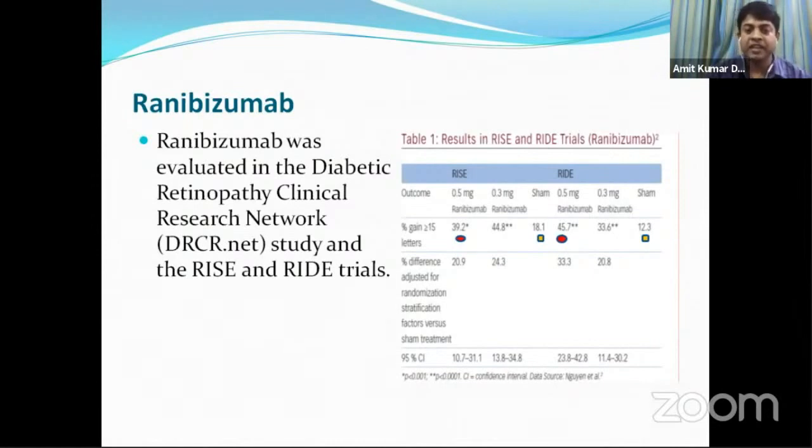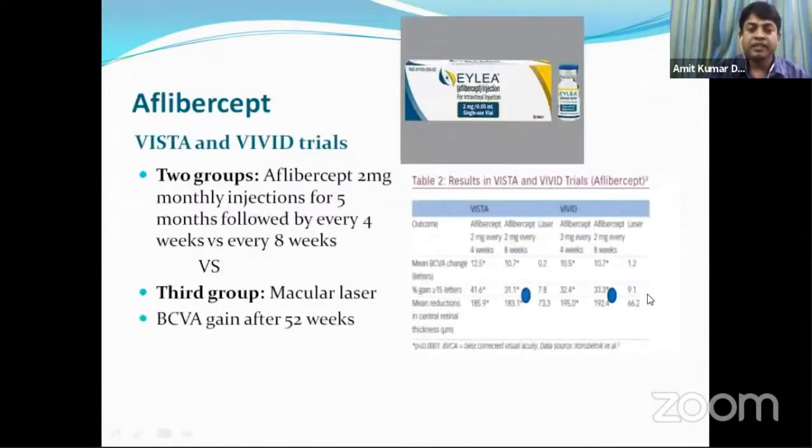As you can see here, in the RISE and RIDE trials, the number of patients gaining more than 15 letters is more in both the studies as compared to sham injections. Next, the aflibercept has been studied in the VISTA and VIVID trials for DME. Here also you can see the number of patients gaining more than 15 letters is more in the aflibercept group compared to the laser group. So both these drugs have been studied extensively, and their safety and efficacy has been established in treatment of DME.